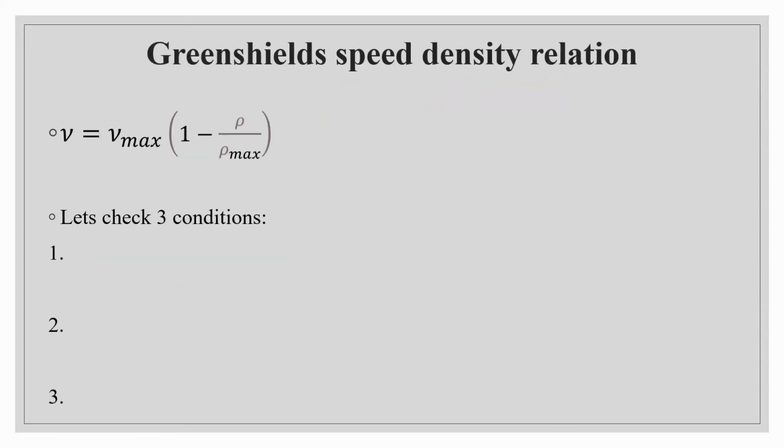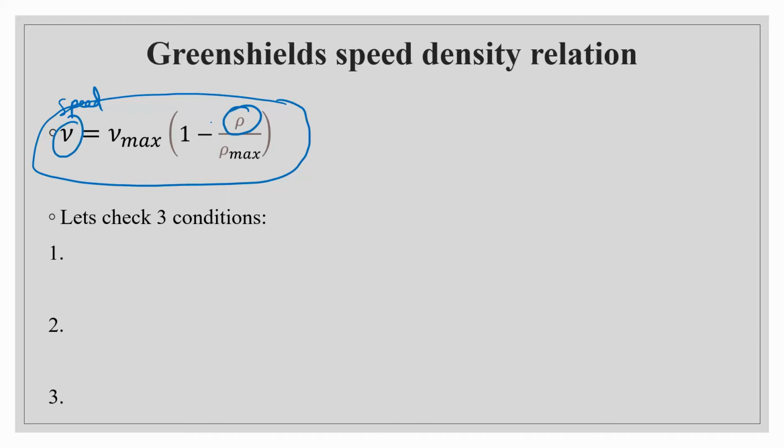Now Greenshield in 1935 gave a speed density relationship. So what is their speed density relationship? This is the speed density relationship given by Greenshield. So here you can see that they gave this V, that is speed, depending upon density. And now let's check those three conditions which I have told you before.